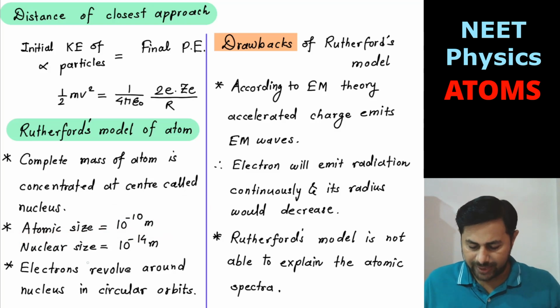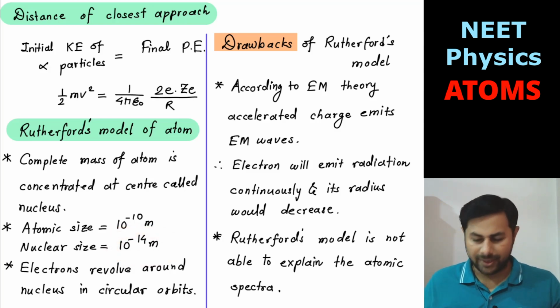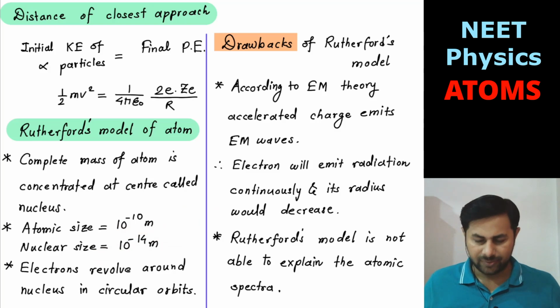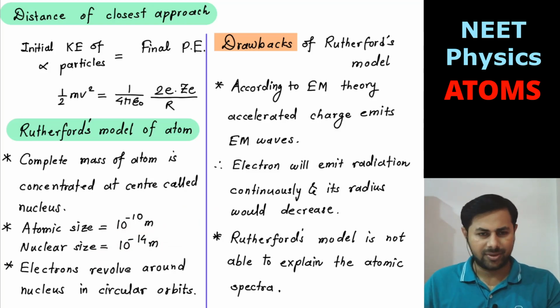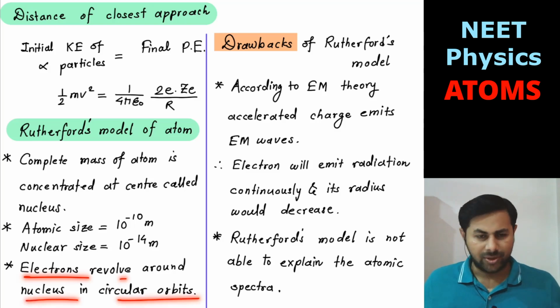And then the size of the nucleus is of the order of 10 raised to minus 14 meters. So there are 4 orders of magnitude difference between the size of the atom and the size of the nucleus, okay. So the atom is 10 raised to 4 times bigger compared to what? The size of the nucleus. So the nucleus is so small, and the remaining atom is hollow, right. So then electrons revolve around the nucleus in circular orbits.